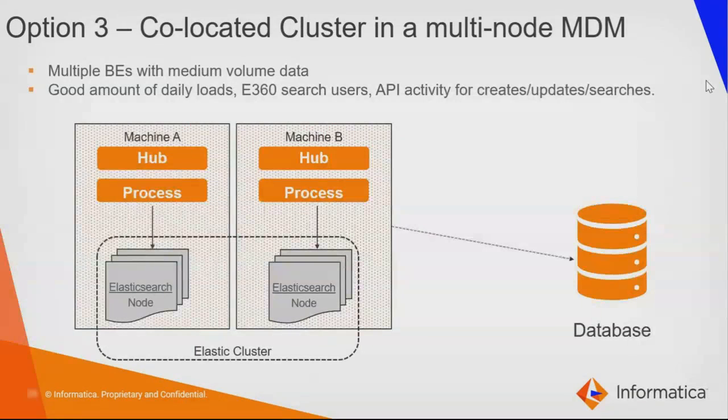The next architecture is the co-located cluster. This is specifically for higher environments, say the QA, UAT, or prod environments, where we will have multiple machines which will be clustered in MDM. Say we have machine A with hub server and process server, and machine B with hub server and process server, which are formed in a cluster. Here we can dedicate an Elasticsearch node on each of the machines and cluster them, and it can form a cluster scenario. This setup works for the production environment when we have medium to high level data or business entities.